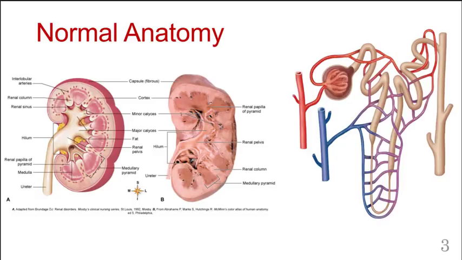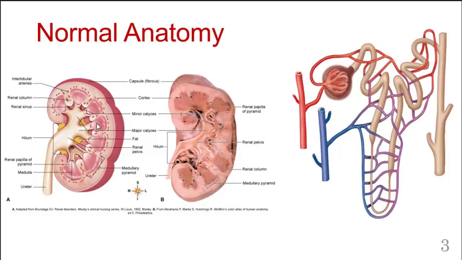This slide reminds you of the normal anatomy of the kidney. Remember that the outer region here is the cortex, then we have the medulla, and you can see the different pyramids here, and this is the location throughout here of the nephron, which you would recall as being the functional unit of the kidney.